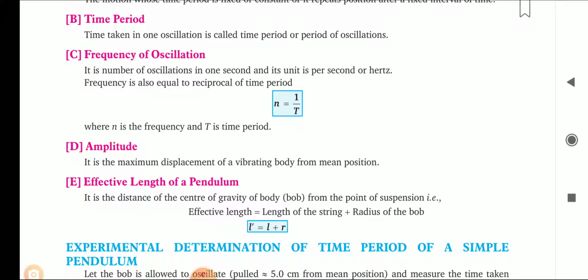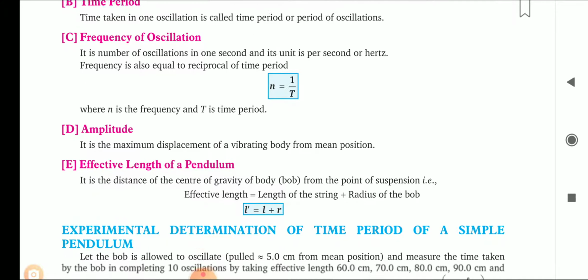It is the number of oscillations in 1 second, and its unit is per second or hertz. In 1 second, how many oscillations take place, that is its frequency. Suppose in 1 second, 4 curves are formed, so its frequency is 4. Why is its unit per second? Because the unit of time period is second, so 1 upon second is per second, which we call hertz.